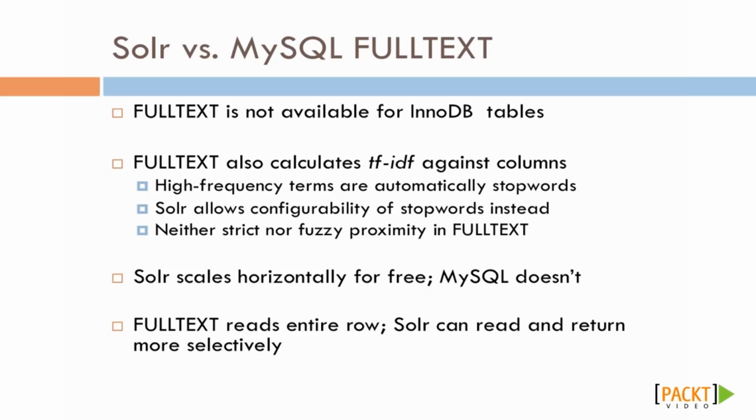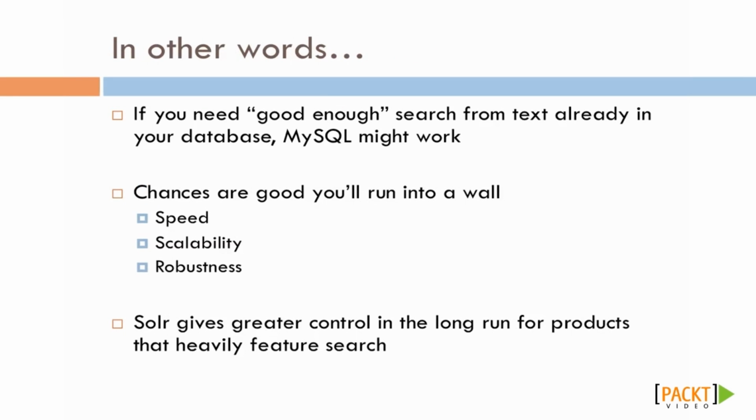And finally, full text will read an entire row, which can be expensive if you have a very large text in that row, whereas Solr's already normalized for you approach can just grab the field that you're looking for if that's the only field that you want. So, in other words, if you're just looking for something to pull out matches, then maybe MySQL will work for you, but eventually, if your application grows, you will hit problems with speed, scalability, and robustness.